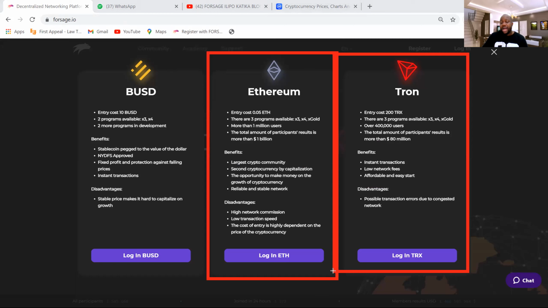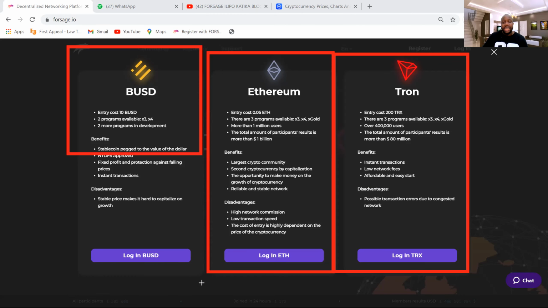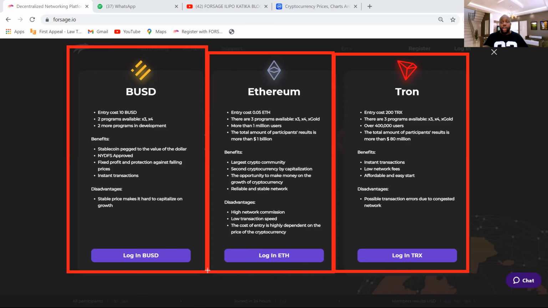You can see Forsage there. And currently, Forsage has been brought into the blockchain of Binance. So Forsage is live. They have created it. It has three branches. One is in the blockchain of Tron. Another one is the blockchain of Ethereum. And the other one is in the blockchain of Binance.